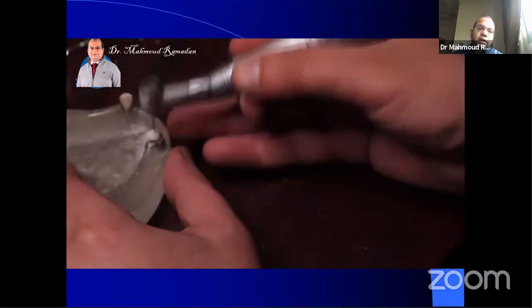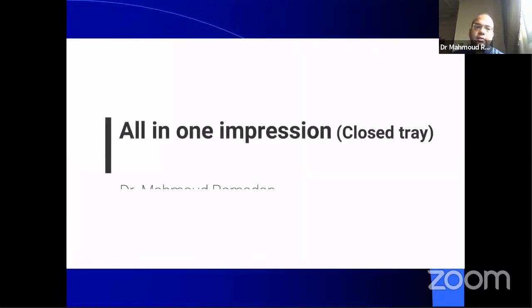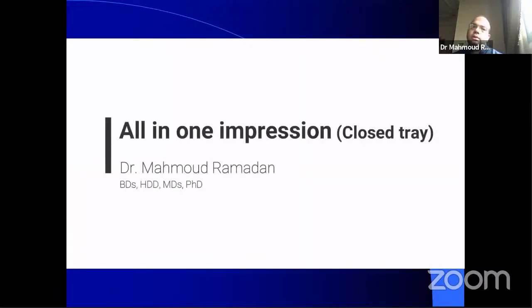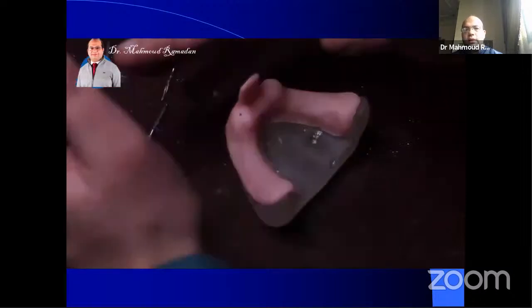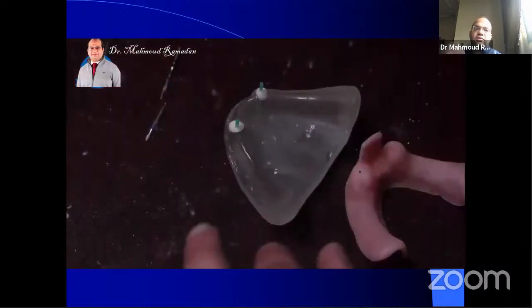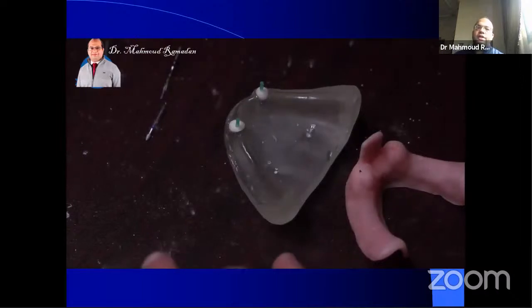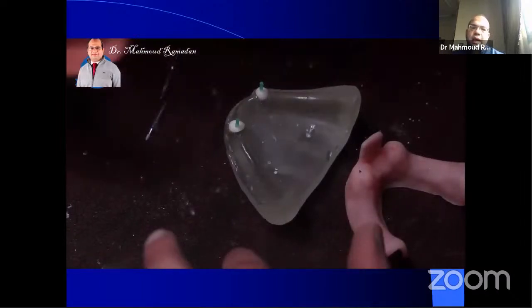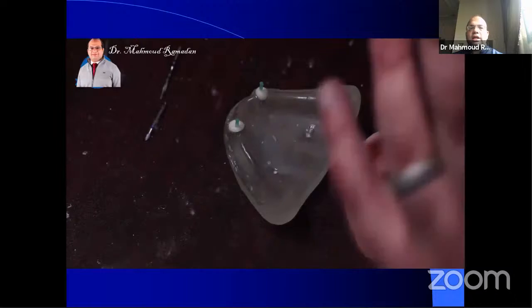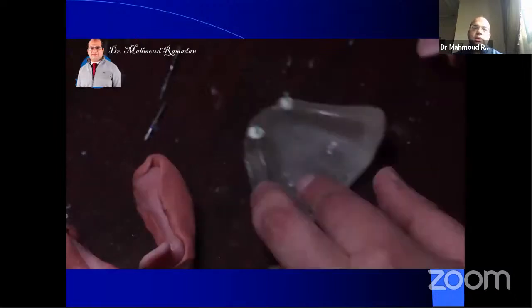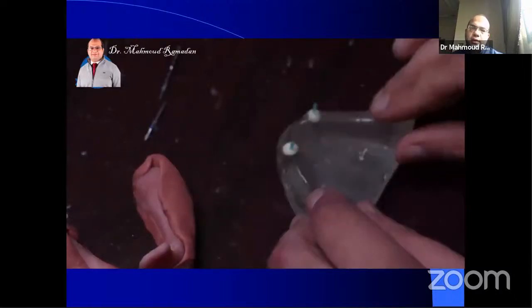Then we start here with the initial drill to remove the gutta-percha. After we finalize our preparation, we must be sure that the special tray is fitted well over the post and finally seated into position. There is no interference from the post with the special tray.